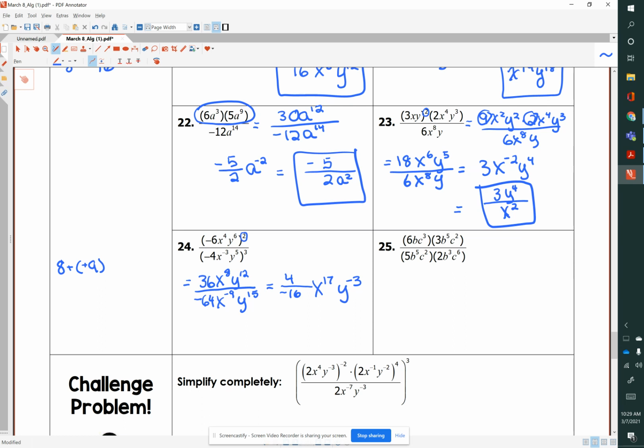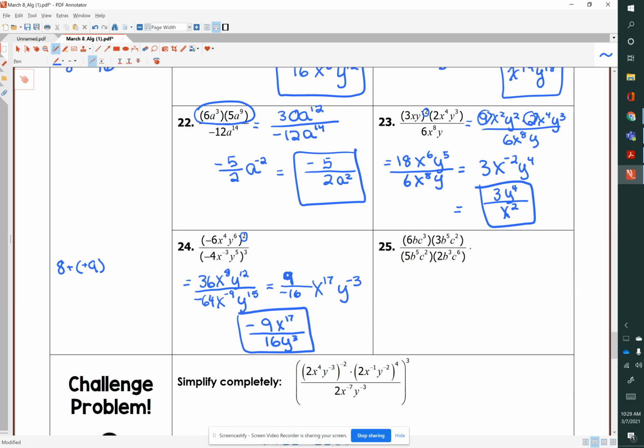In our numerator, oh, sorry, I wrote 4. I divided by 4, that should be a 9. In our numerator, we have 9, we have x to the 17th power. In our denominator, we can put the negative sign here, we can put it outside, it doesn't matter. In our denominator, we've got that 16y, now with a positive exponent of 3.